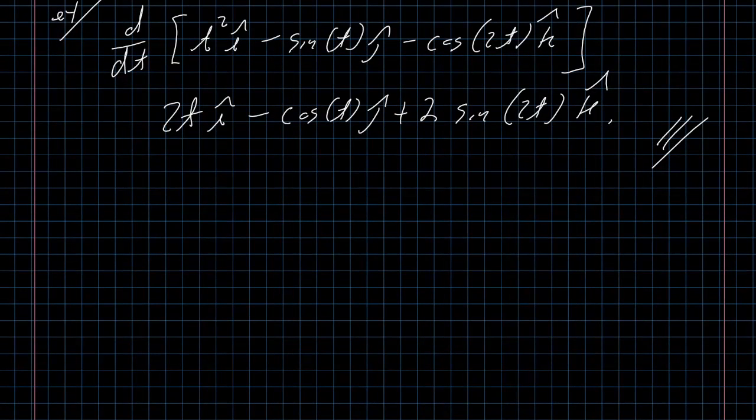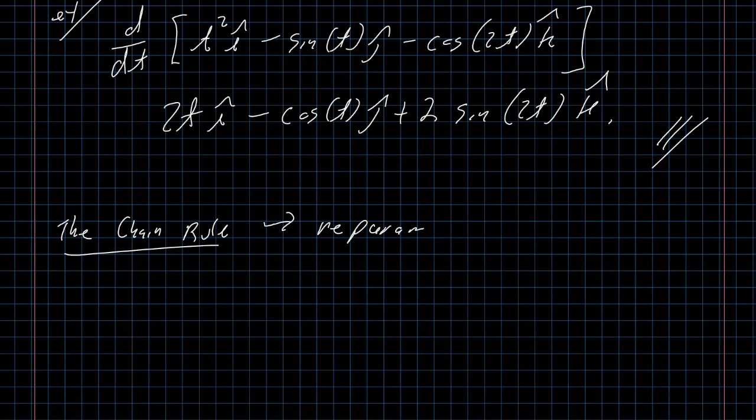I guess where things get a little bit interesting is when we want to extend the chain rule. We can take reparameterizations. We've talked about that before, where we take r of t and replace it with r of some other function, maybe s of t.